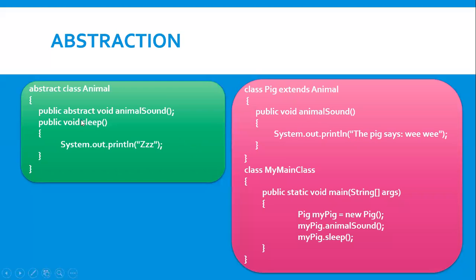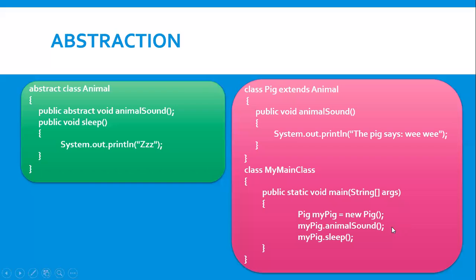For example, what is the abstract method here? animalSound, right? This animalSound must be defined in the Pig class, as it is an abstract method in the Animal class. And the sleep method will be copied into your Pig class. That's why in the main method, I'm instantiating my Pig class. My pig is equal to new Pig.